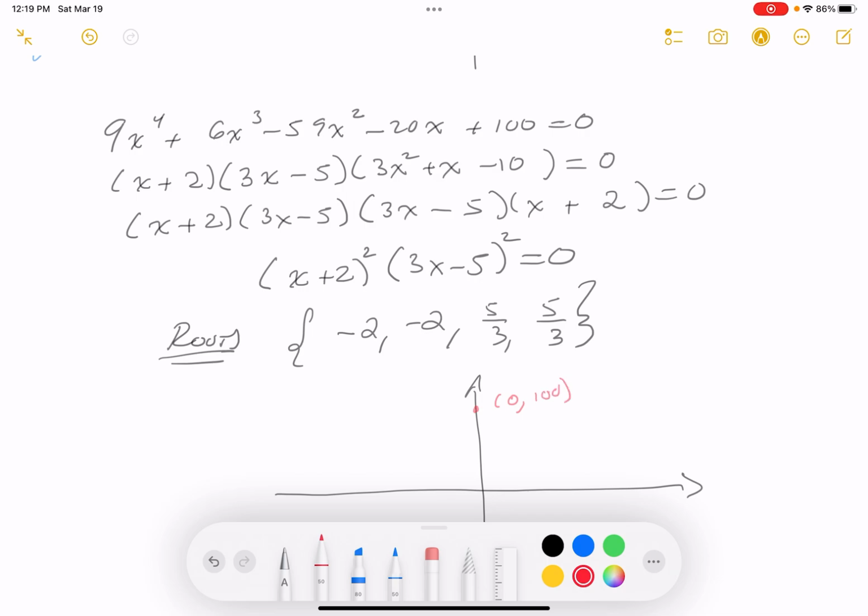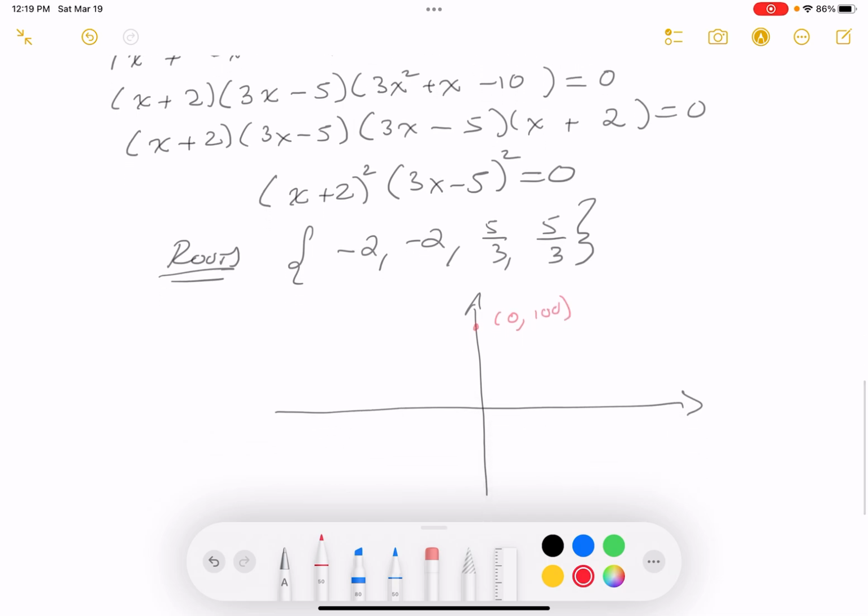And then I got these x-intercepts, and one of the x-intercepts is at minus 2. So over here, that's about minus 2 over. I'm going to label that point, and that's going to be minus 2, 0. And the other point is 5/3, roughly about here.